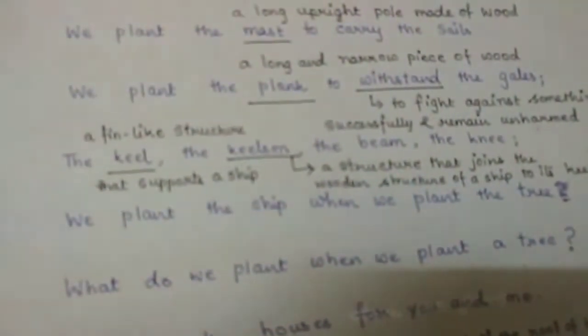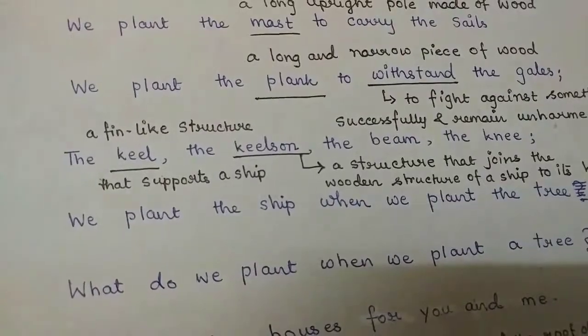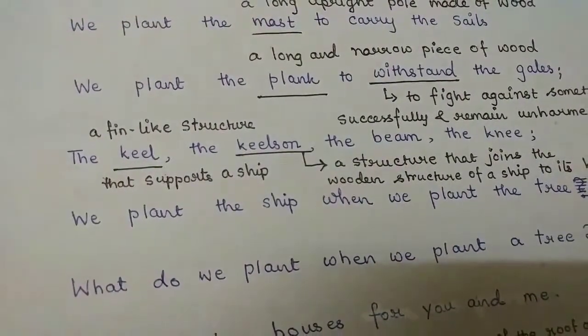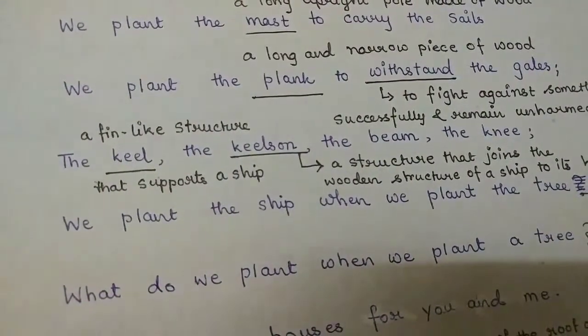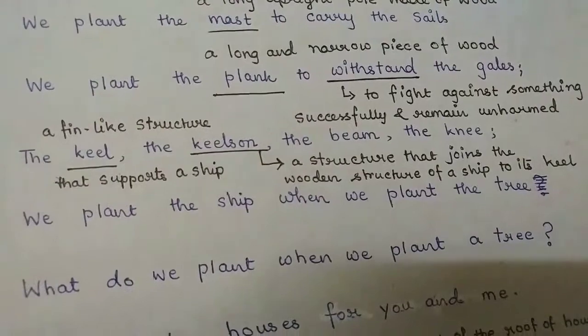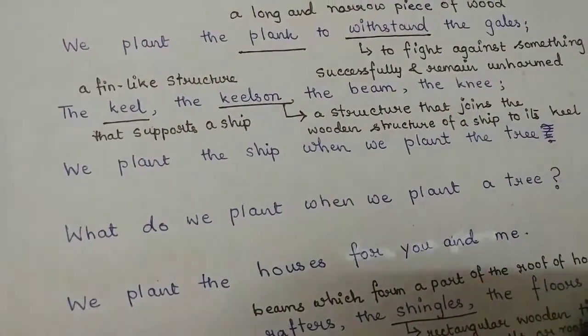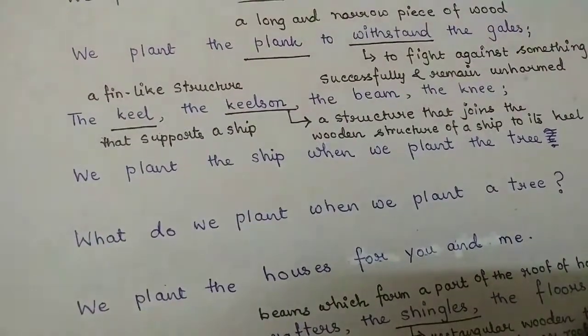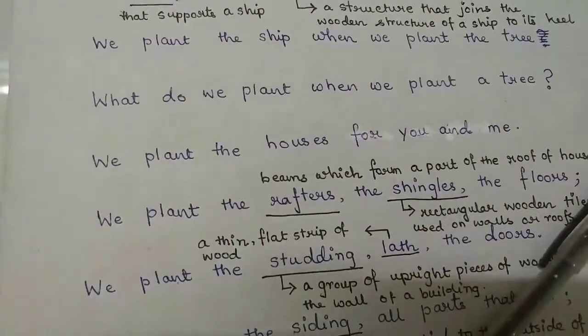The keel, the keelson, the beam, the knee. So, the keel, keelson, beam, knee, these are also the parts of the ship. A keel is a fin-like structure which supports the ship. Keelson is a structure that joins the wooden structure of the ship to the keel. We plant the ship when we plant the tree. So it ensures that our ships are built successfully when we are planting the tree.